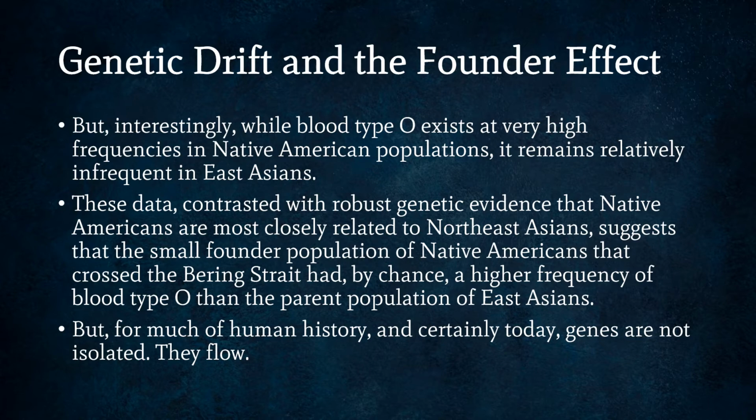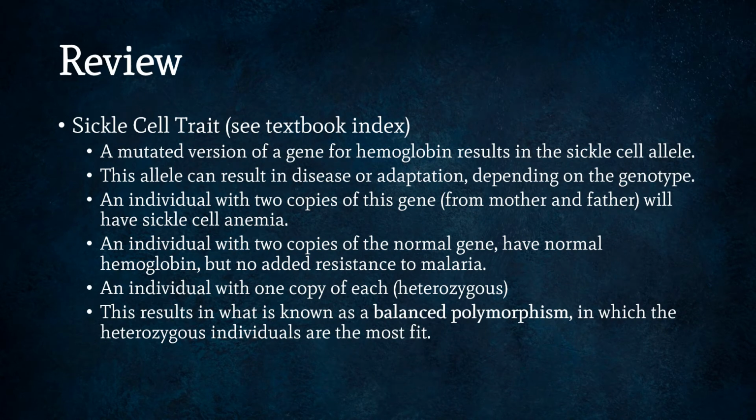So now we're moving on to another mechanism of evolution, gene flow. Don't forget, genetic drift is caused by a sampling error, a small population size, or a random event. We're moving on to a different force of evolution now called gene flow. As it says here at the bottom of this slide, for much of human history, and certainly today, genes are not isolated, they flow across populations.